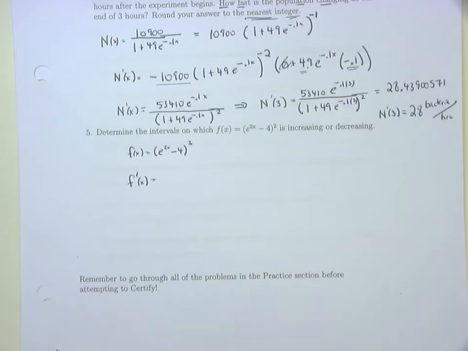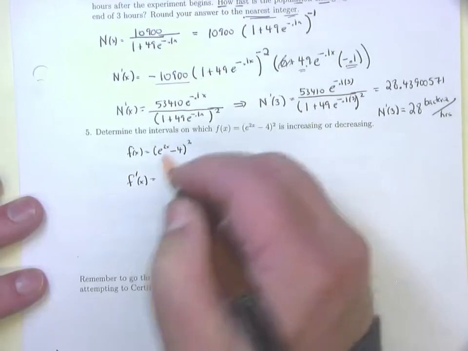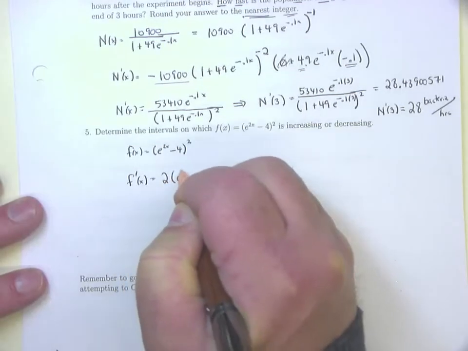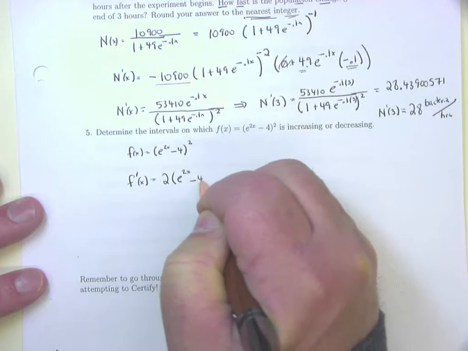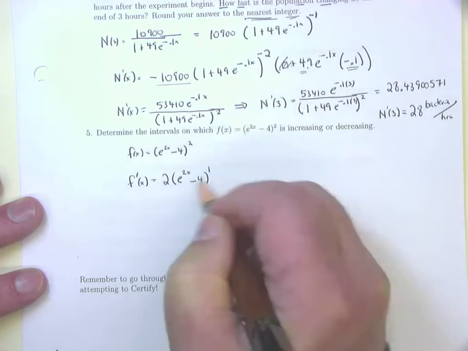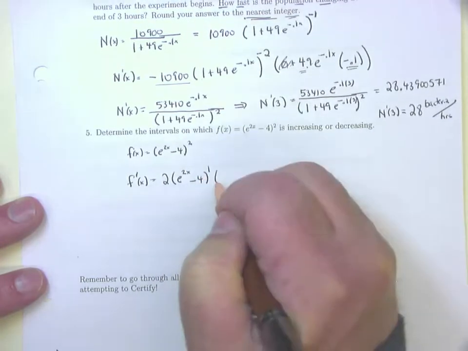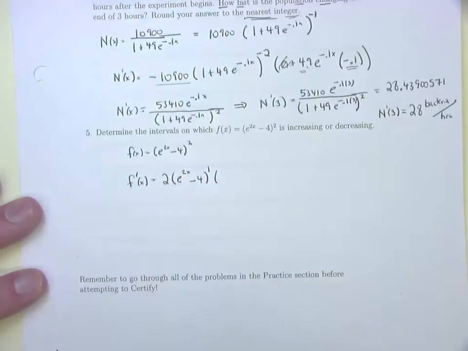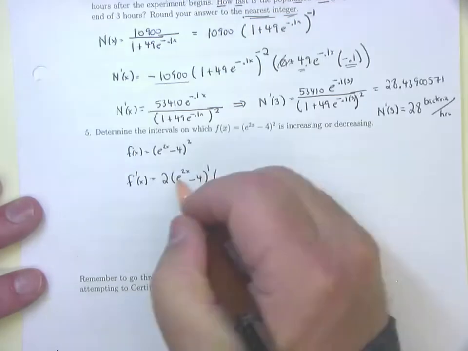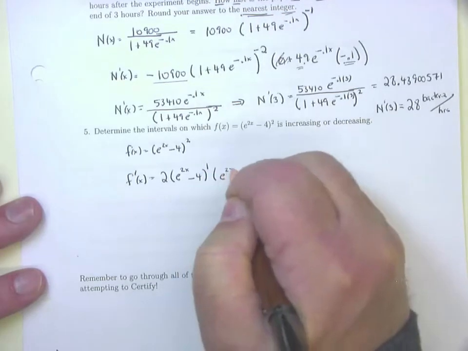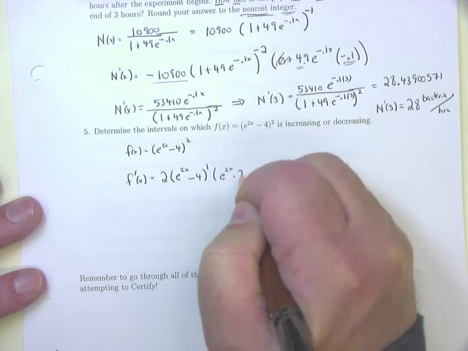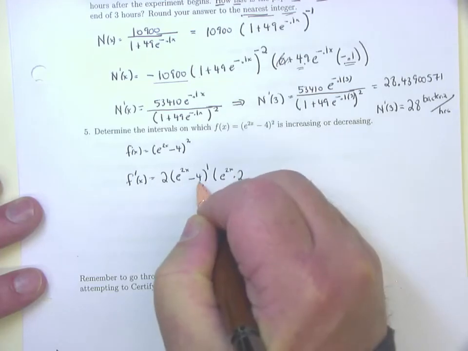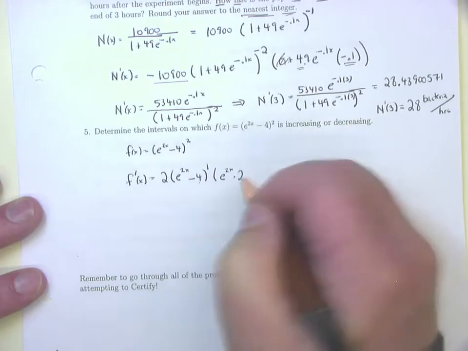Chain rule. Take the derivative of the outside. That 2 pops out front. The inside, e to the 2x minus 4, stays the same, raised to the first power. Derivative of the outside, inside stays the same, times the derivative of the inside. Derivative of e to the 2x. The derivative of e to the x is e to the x, but e to a function is e to the function times the derivative of the exponent. So the derivative of e to the 2x is e to the 2x times the derivative of the exponent, which is 2. And the derivative of minus 4, being a constant, is 0, so that goes away.